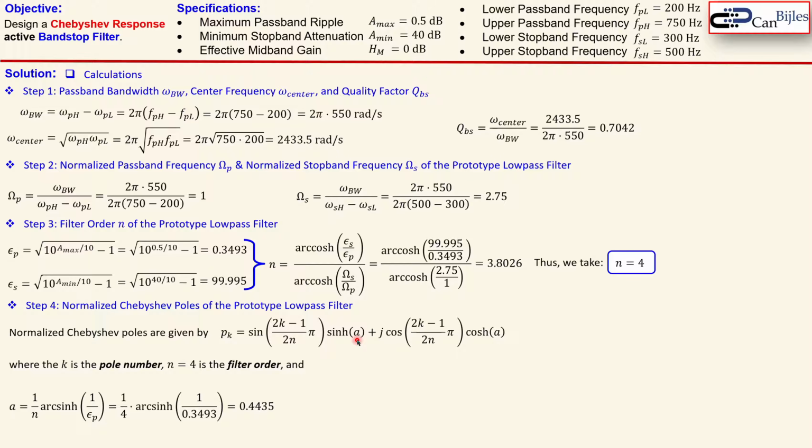Now we can calculate the poles. Now we have a 4th order filter, so we will have also 4 poles, and those are 2 complex conjugate pole pairs.